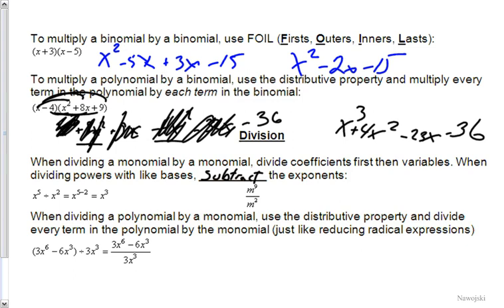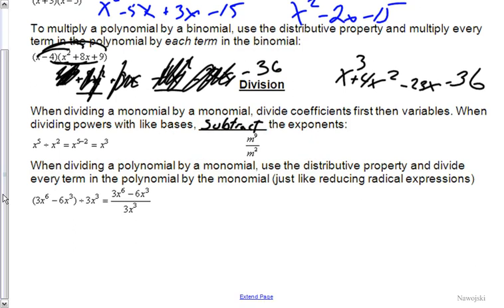Let's keep it going. The only other thing we can do is something like this. You notice how x to the 5th over x to the 2nd is x to the 3rd. Subtract 5 minus 2 to give you that. Over here, this will be m to the 9th minus 2, which is m to the 7th.